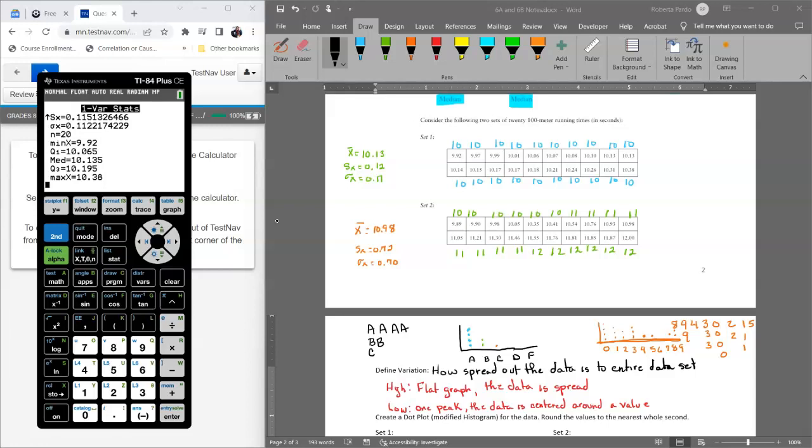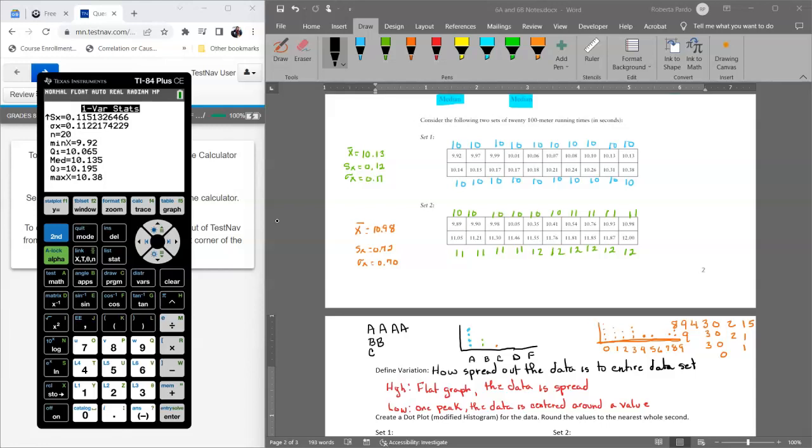So there's very little wiggle room around the mean. So it's 10.13 plus 0.12, 10.13 minus 0.12, 10.98 plus 0.72 versus 10.98 minus 0.72. So there's larger variation in set 2 than there is with set 1. And so that's one way of talking about the meaning of that.